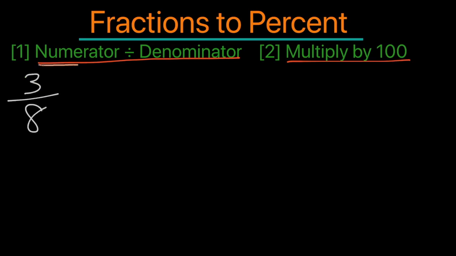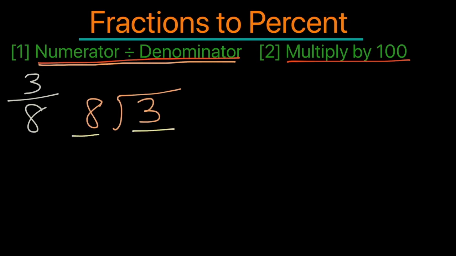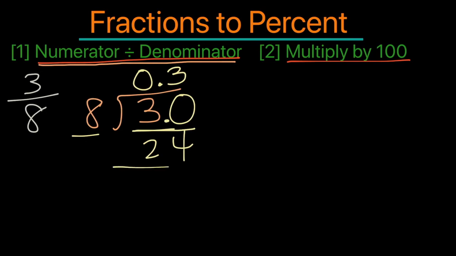So we're going to do the first step, which is numerator divided by the denominator. So we're taking 3 divided by 8. We can see that 3 is smaller than 8, so we put a 0 on top, a decimal point, and place a 0 behind the 3. Now we're going to take 30 divided by 8, and we can multiply 8 by 3, and 8 times 3 equals 24. Okay, so we bring the 6 down, and then another 0, we bring that down.